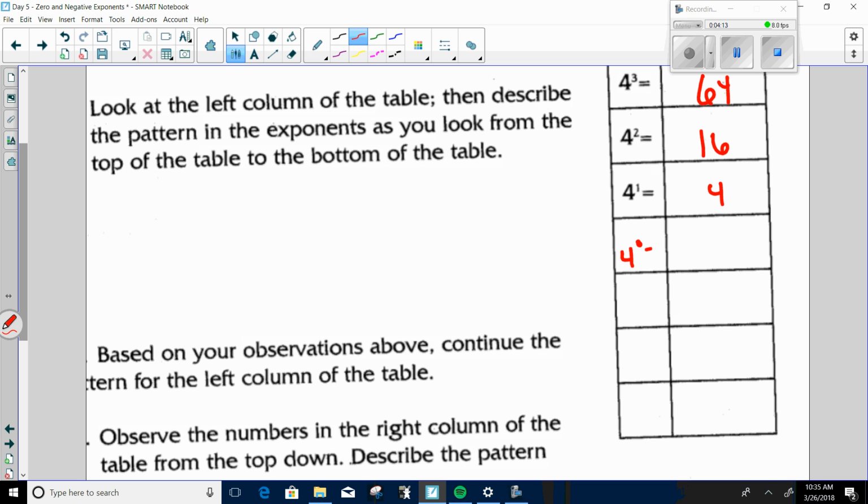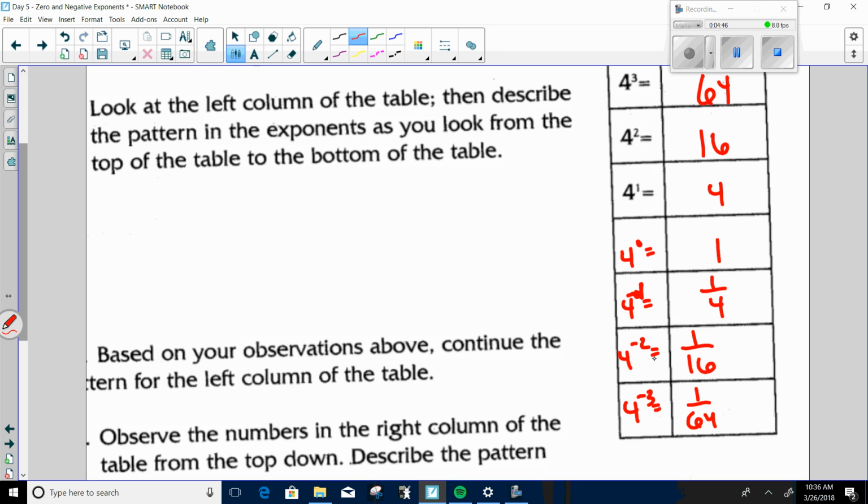Well, if you think about what the last one is, 4 to the 0, divide the previous number by 4, you would get 1. 4 to the 0, or 4 to the negative first, excuse me, would be 1 over 4. 4 to the negative second would be 1 over 16. 4 to the negative third would be 1 over 64. Notice 4 on the bottom is the same thing as 4 to the first. 16 on the bottom is the same thing as 4 to the second. 64 on the bottom is the same thing as 4 to the third.